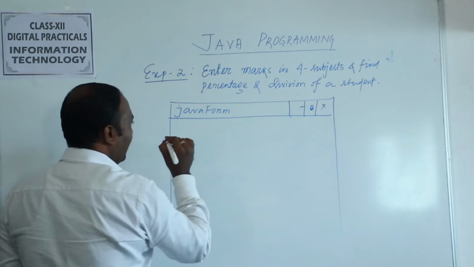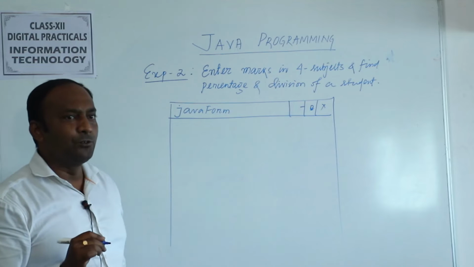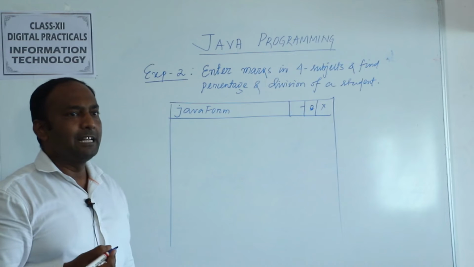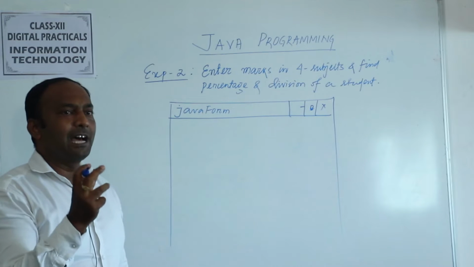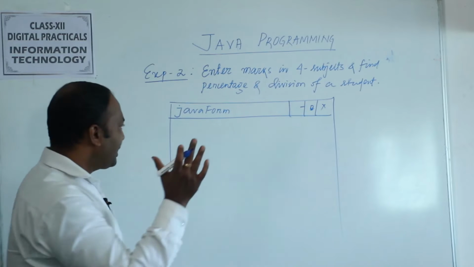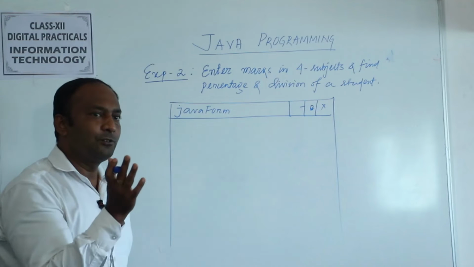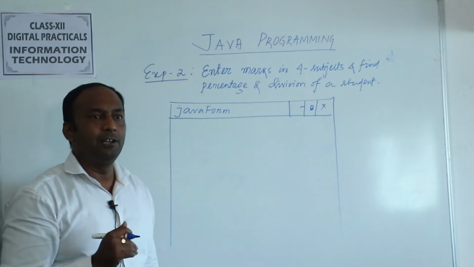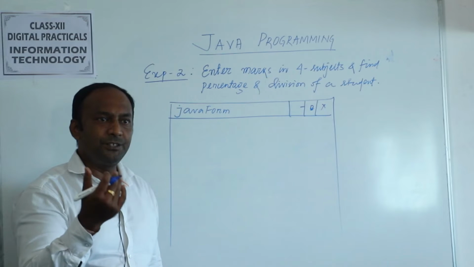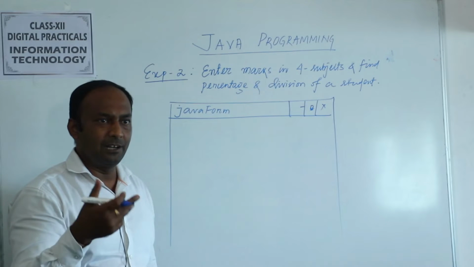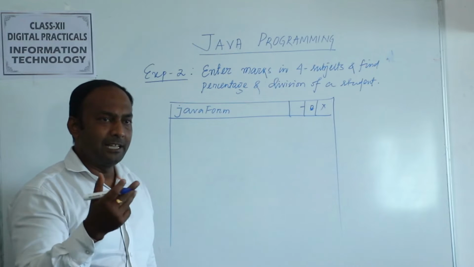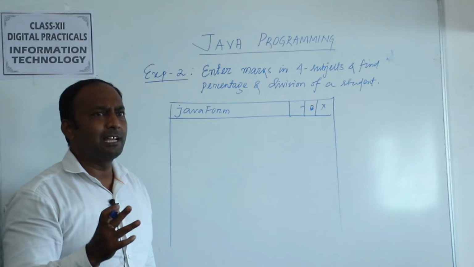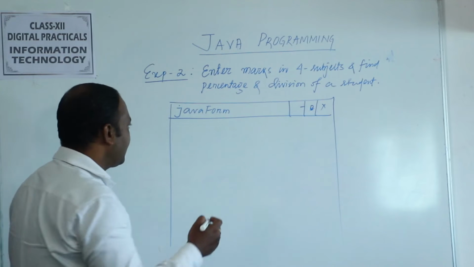Where I have to use different types of swing controls. You have already learned what swing controls are. Swing controls are the graphical controls which are used on the forms, like J text field, J check box, label control, list box, combo box, different types of buttons, all these things are there.